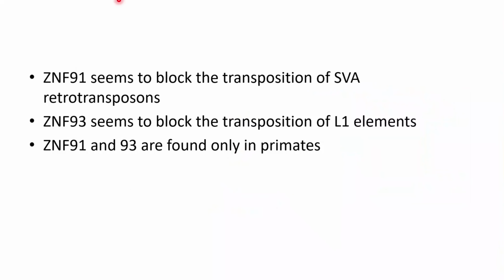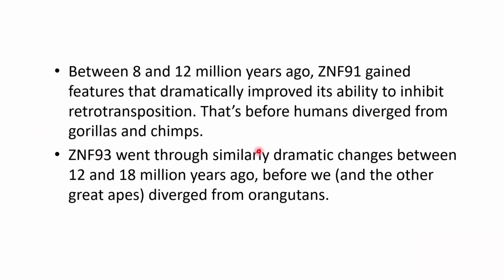So just a few examples and a little bit of evolutionary biology. Zinc finger 91, so KRAB zinc finger 91, blocks transposition of the SVA retrotransposon. Zinc finger 93 is the L1 element. So if you want to play with the L1 elements, you just break this zinc finger here and you'll allow for transposition of these elements. And these ones are only found in primates. They evolved, obviously. This is what this slide is saying.